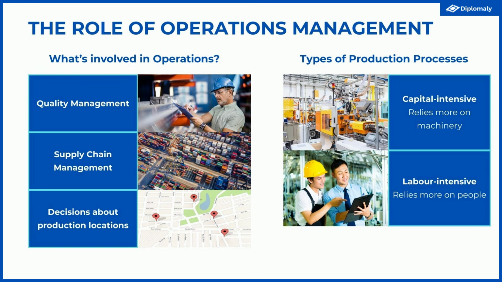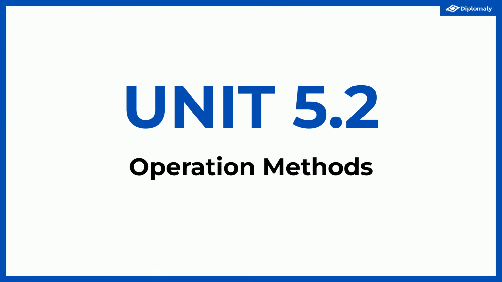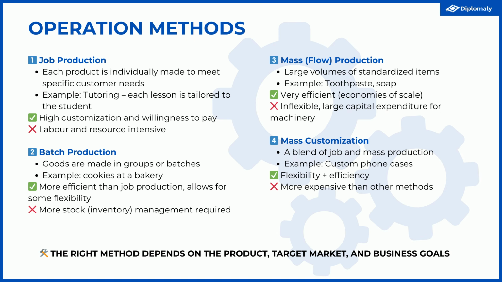Operations is about planning the processes involved in production, including quality management, supply chain management, and making decisions about locations. These production processes can either be capital intensive, which involves a heavier reliance on machinery, or labor intensive, which involves a heavier reliance on labor. There are four broad ways in which a business can choose to produce. The first is job production, where each product is made individually and tailored to a customer's specific requirements.